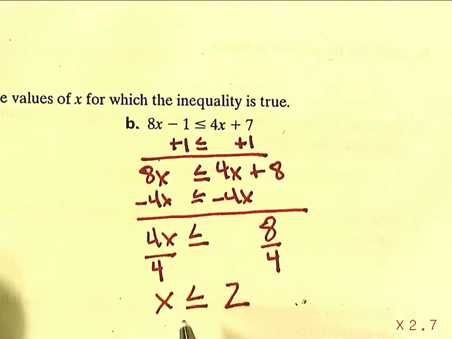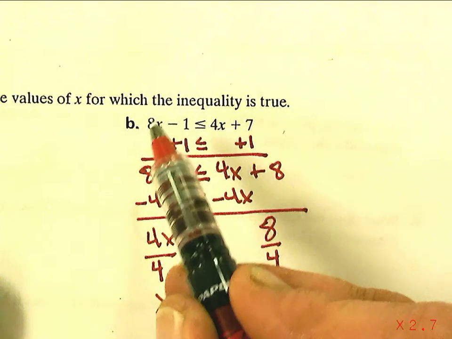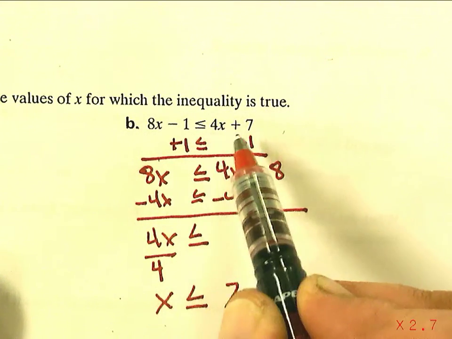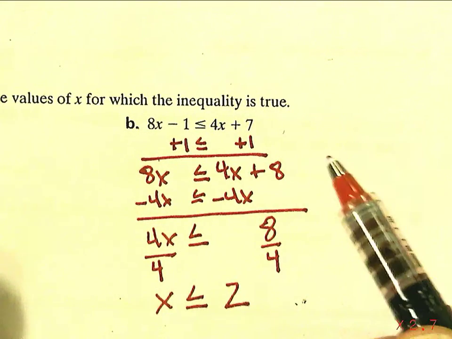And we could actually go back and check by putting those numbers into the original equations, 2 or less, and we'd see that it comes out to be true.